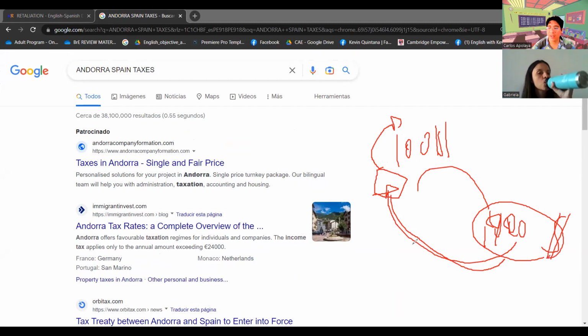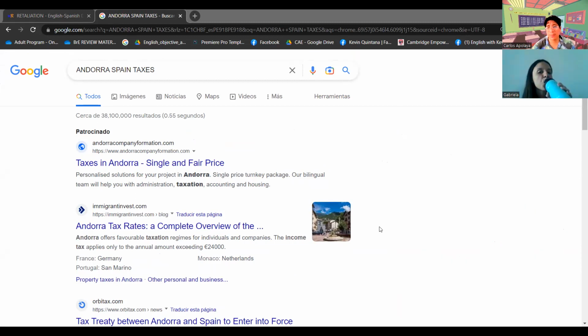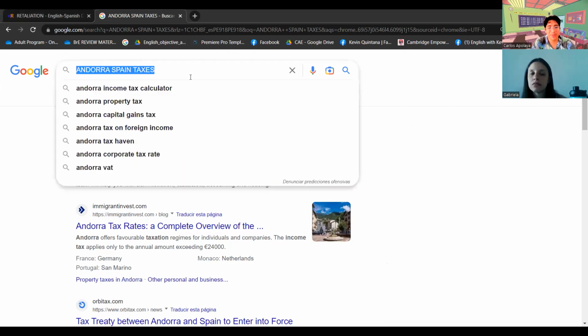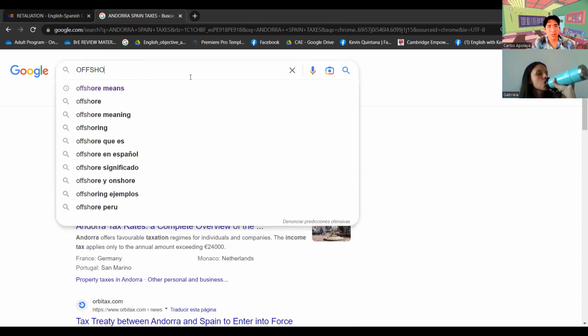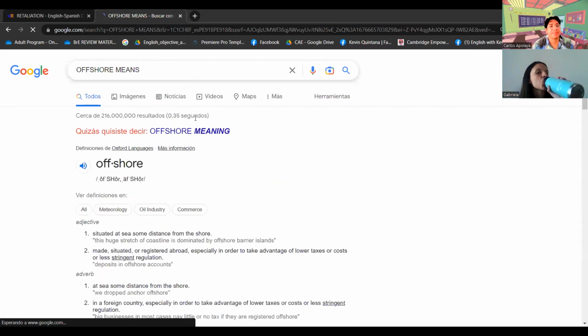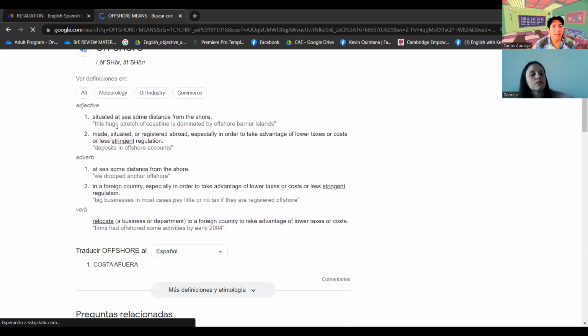Algunas compañías, ¿qué es lo que hacen? Son offshore. Por ejemplo, ¿los impuestos en Estados Unidos serán igual a los impuestos en Perú o en México? No. Entonces, eso es lo que hacen. Tienen una sucursal, digámosle así, en otro país donde el impuesto es distinto. Vamos a buscar aquí offshore. Offshore means.